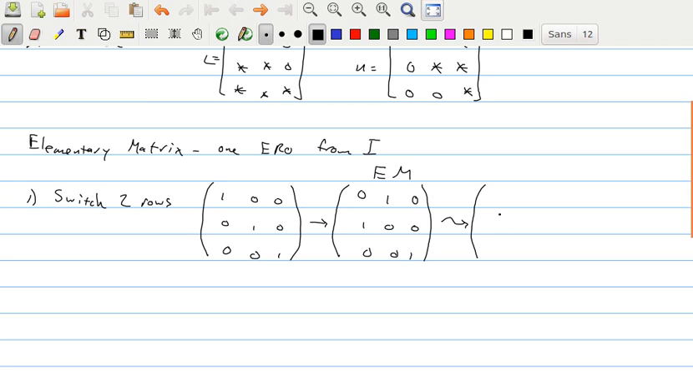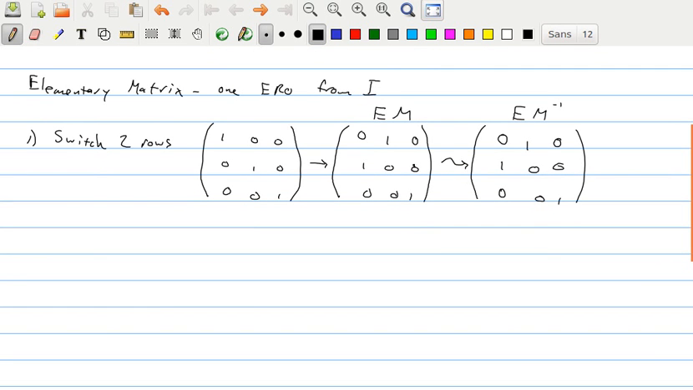So this is our first elementary matrix, and its inverse, the inverse of switching 2 rows, is to switch them back. So we're going to take the identity matrix and switch the same 2 rows. So that just actually gives us the same elementary matrix. This is the elementary matrix. This is its inverse. And you can verify that if you matrix multiply these together, you get the identity. They cancel.